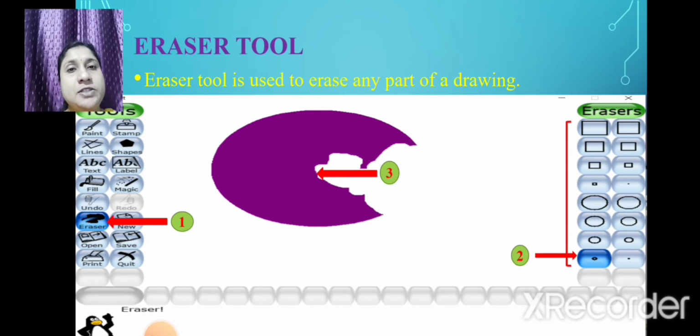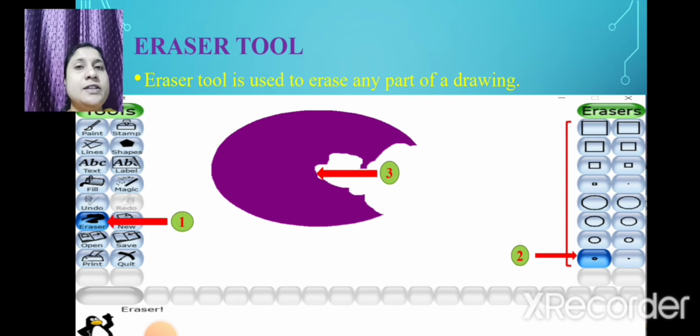Now see in the picture, in the toolbar there is an eraser. We indicate it with a 1. So it is an eraser. When you select the eraser, on the right hand side, different eraser shapes in the selector will appear there.